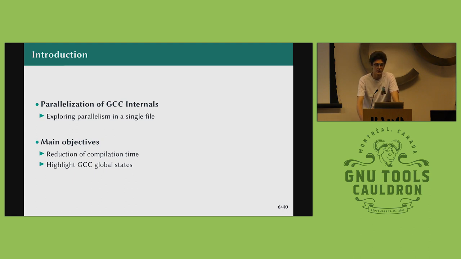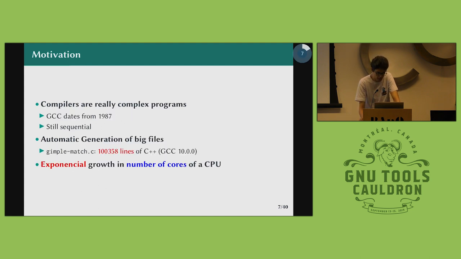So what are our main objectives? Our main objectives are to reduce the compilation time and highlight the GCC global states. Compilers are really complex programs. If you write a simple compiler, I think it will take 6,000 lines of code at minimum, maybe more. They are mostly still sequential. And in GCC we have auto-generation of huge files such as gimple-match, which has 100,000 lines of C++.